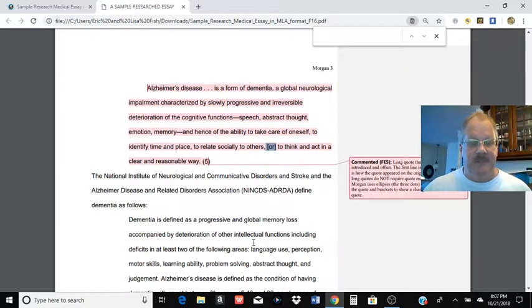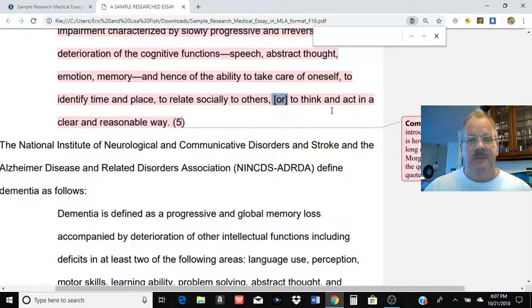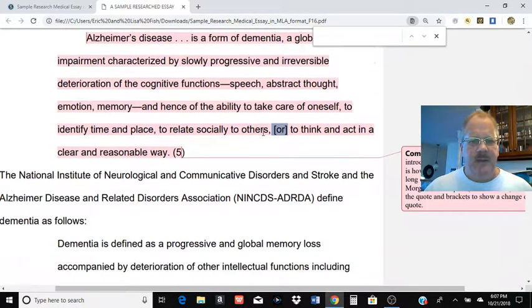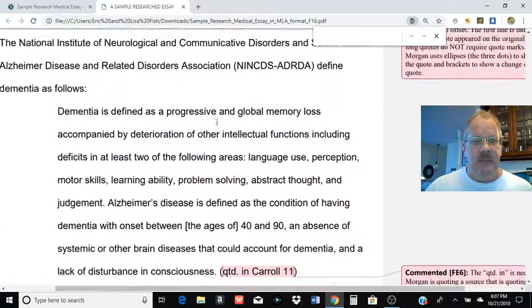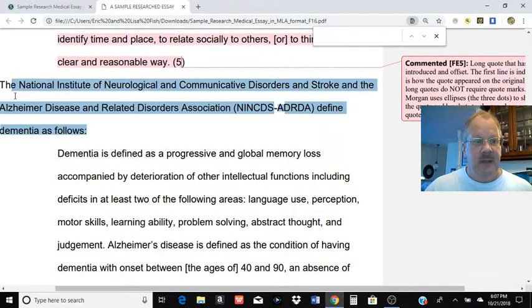If you need to make a small change to a quote or an addition to a quote, you use brackets. That's what's happening here. This in brackets indicates that she put that in there to clarify or to make it grammatically correct or whatever. Otherwise, long quotes should be word for word. They should be introduced. They should be cited. And you get another one right after that.